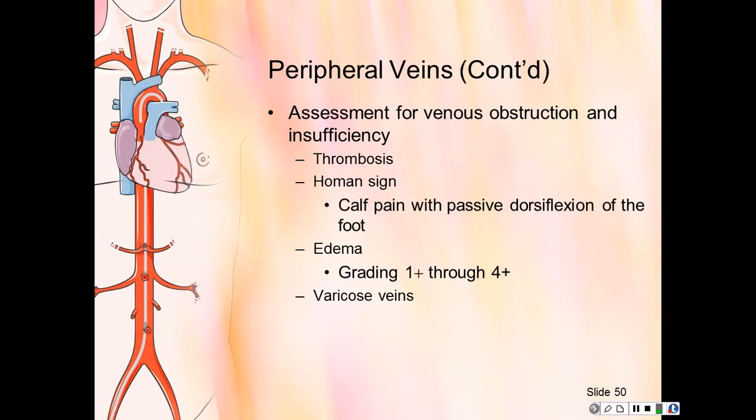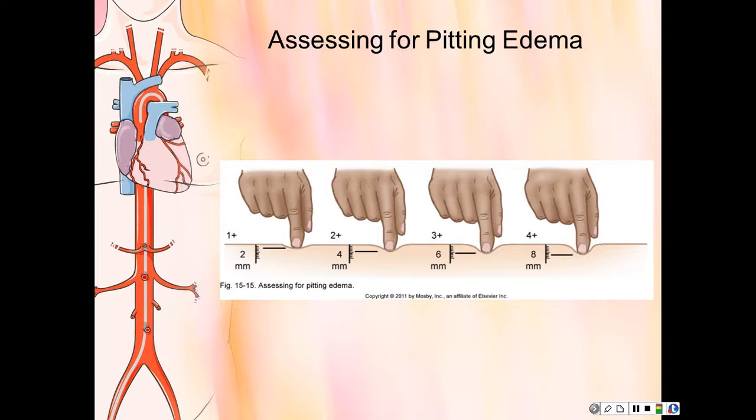And for edema, look for grading 1+ through 4+. Remember edema, whatever the number is, 1+ would be 2 millimeters in. So you just double the number and put it in millimeters. That's how far you're pressing in to be able to grade that edema. And look for varicose veins. So here is the picture: for 1+, it's 2 millimeters in, 2+, 4 millimeters, 3+, 6, 4+, 8 millimeters.